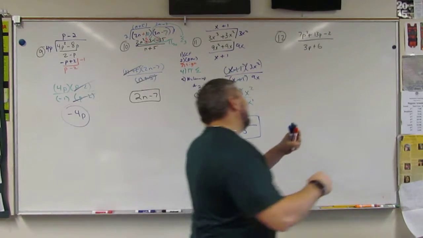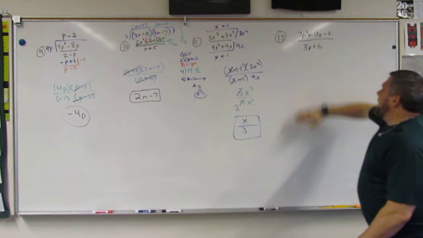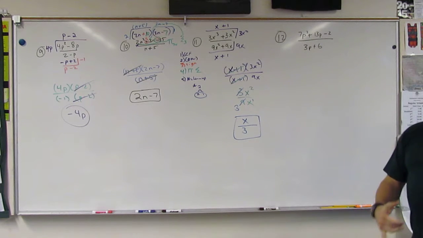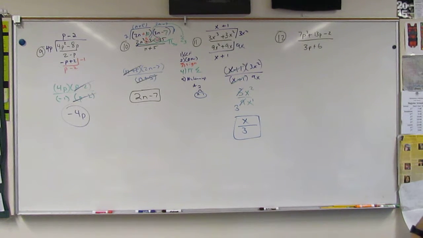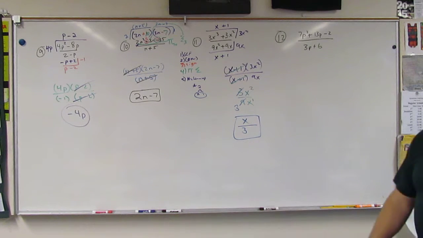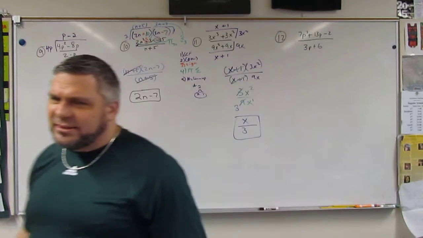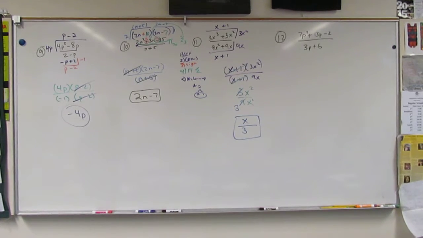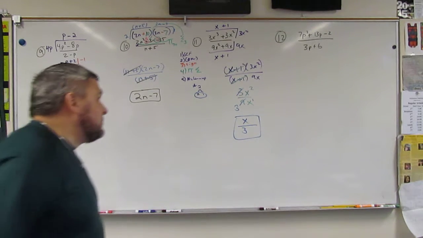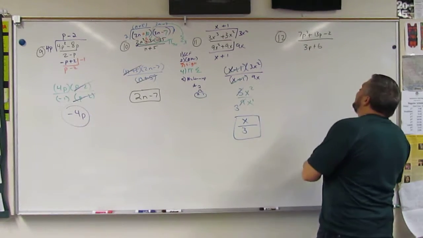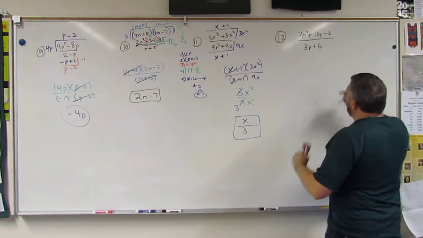Good. Alright, so now what? We got to do the 7. Is that really what it says? 3p plus 6? Or 7p plus 6? Is it 3p plus 6? It is? Okay, I see it now. Okay, never mind.